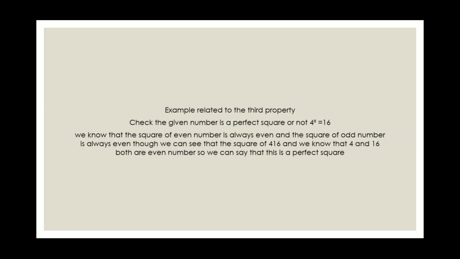Now example related to the third property. Check whether the given number is a perfect square or not. 4 square is equal to 16. We know that the square of an even number is always even and the square of an odd number is always odd. Here we can see that 4 and 16 are both even. So we can say that the square of 4 is even.